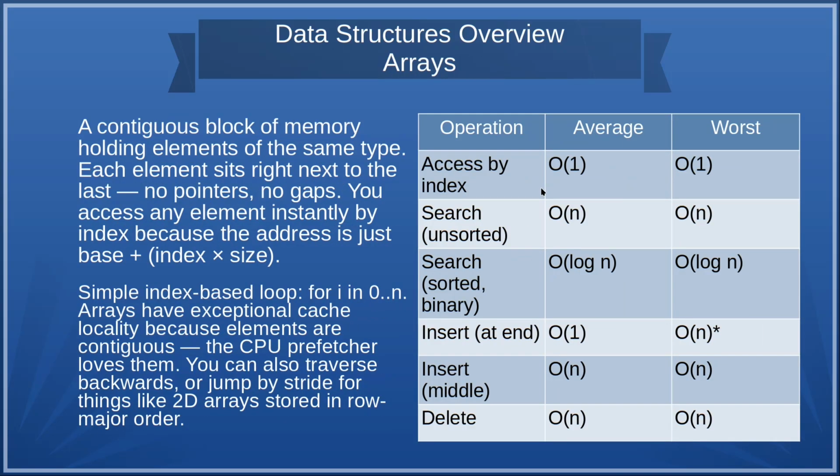Alright, here we've got arrays. Arrays are contiguous blocks of memory holding elements of the same type. Each element sits right next to the last. No pointers, no gaps. You access each element instantly by the index, and the address is just the base plus the index times the size. Arrays have exceptional cache locality because the elements are contiguous. The CPU prefetcher loves them, and you can also traverse backwards or jump by a stride for things like 2D arrays stored in row major order.